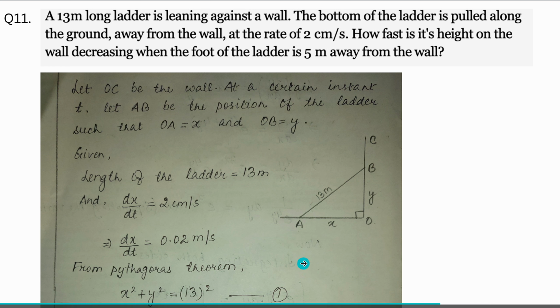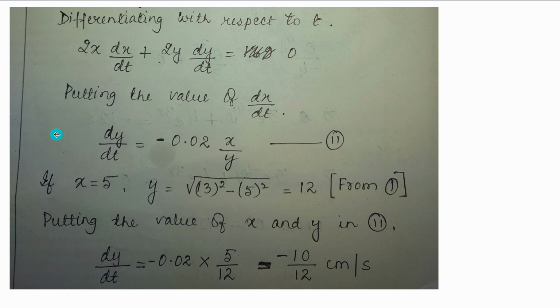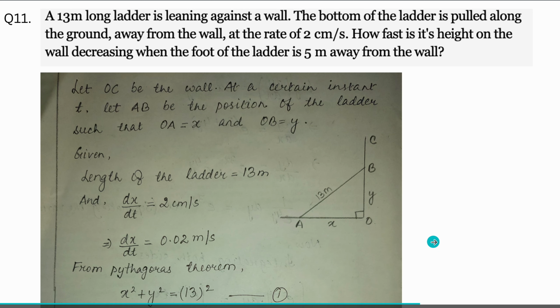And let this be our first equation. Now differentiating this very Pythagoras theorem expression, equation 1, let's differentiate with respect to t. And when we do so, we get this expression as 2x dx by dt plus 2y dy by dt. And since 13 is a constant over here, of course its differentiation will be 0.